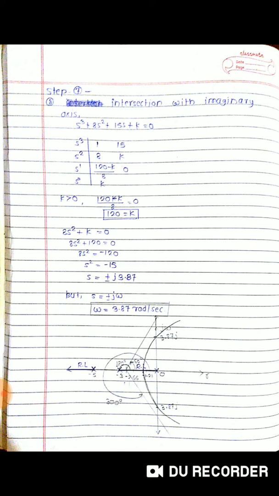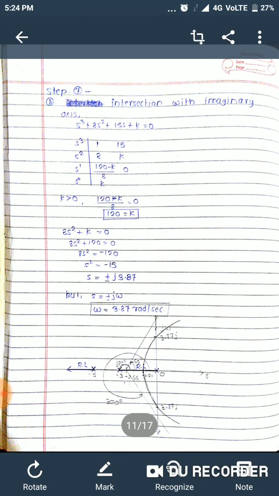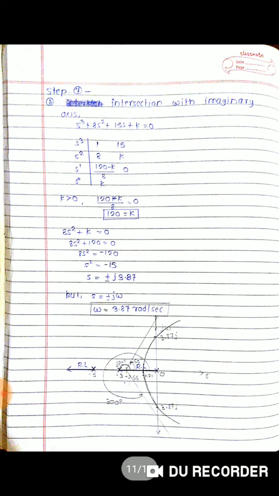Take the auxiliary equation, 8s square plus K is equal to 0. Put the value of K, and we'll get the intersection with the imaginary axis, s equal to plus or minus j 3.87. We'll get the frequency of oscillations also, s equal to plus or minus j omega, omega equal to 3.87 radian per second. Finally, we will draw the root locus.